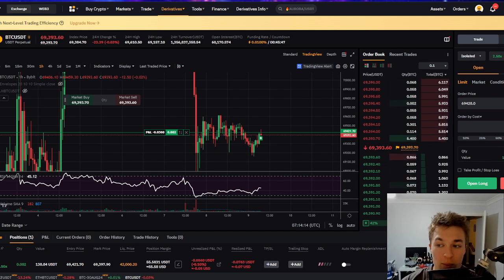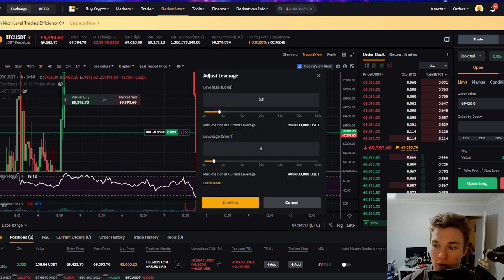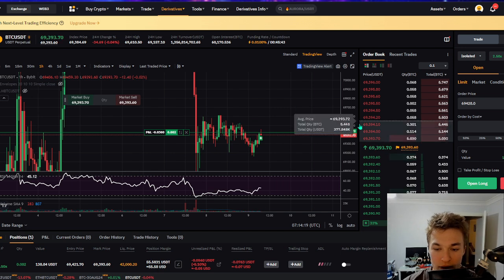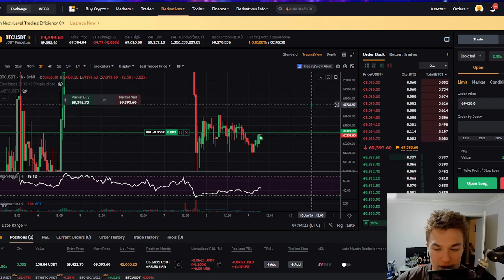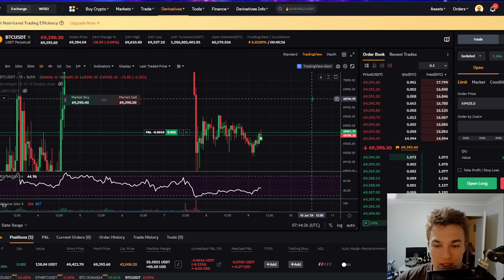But obviously, please do your due diligence. Make sure you're not using too much leverage, and make sure that you're not just gambling. Essentially, you've got to at least have some sort of strategy in place before trading.